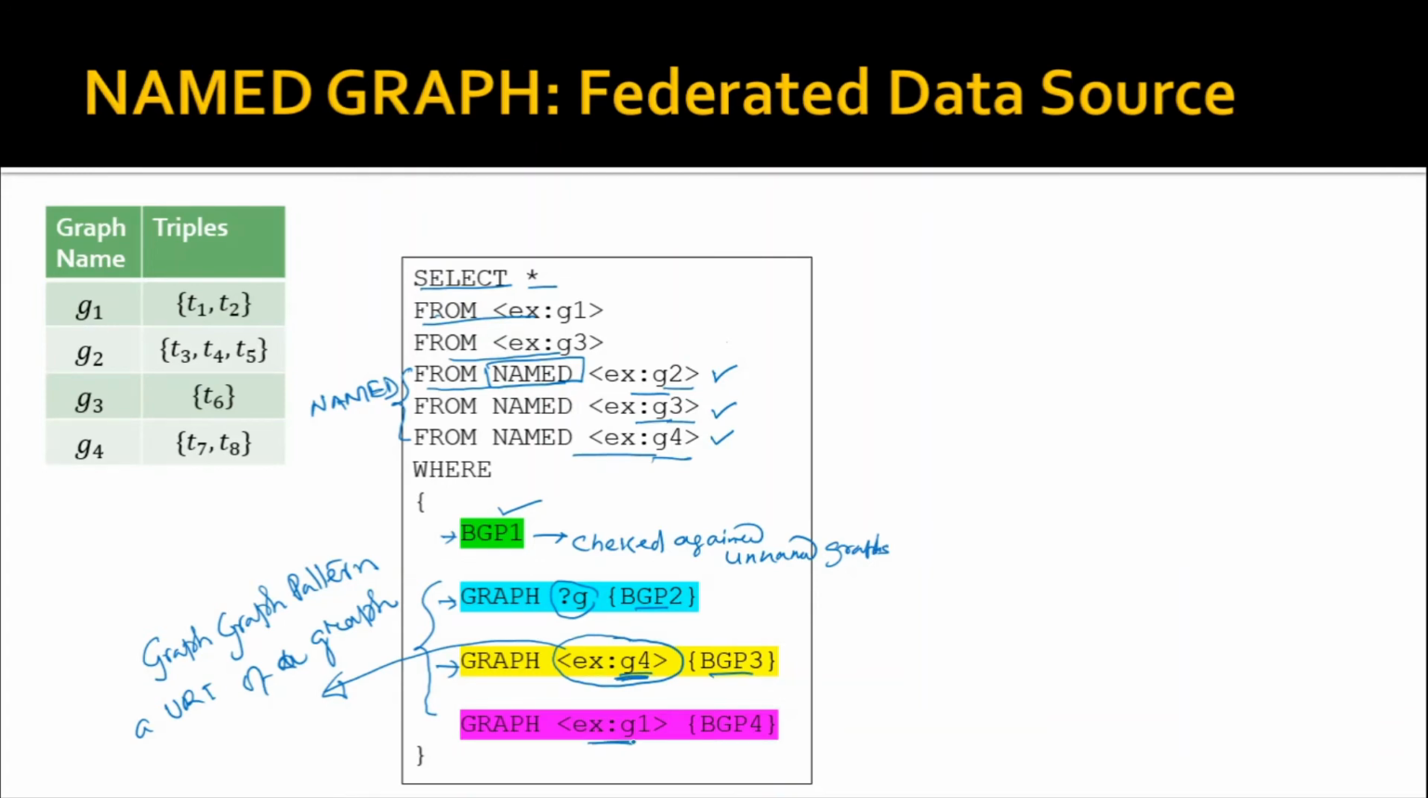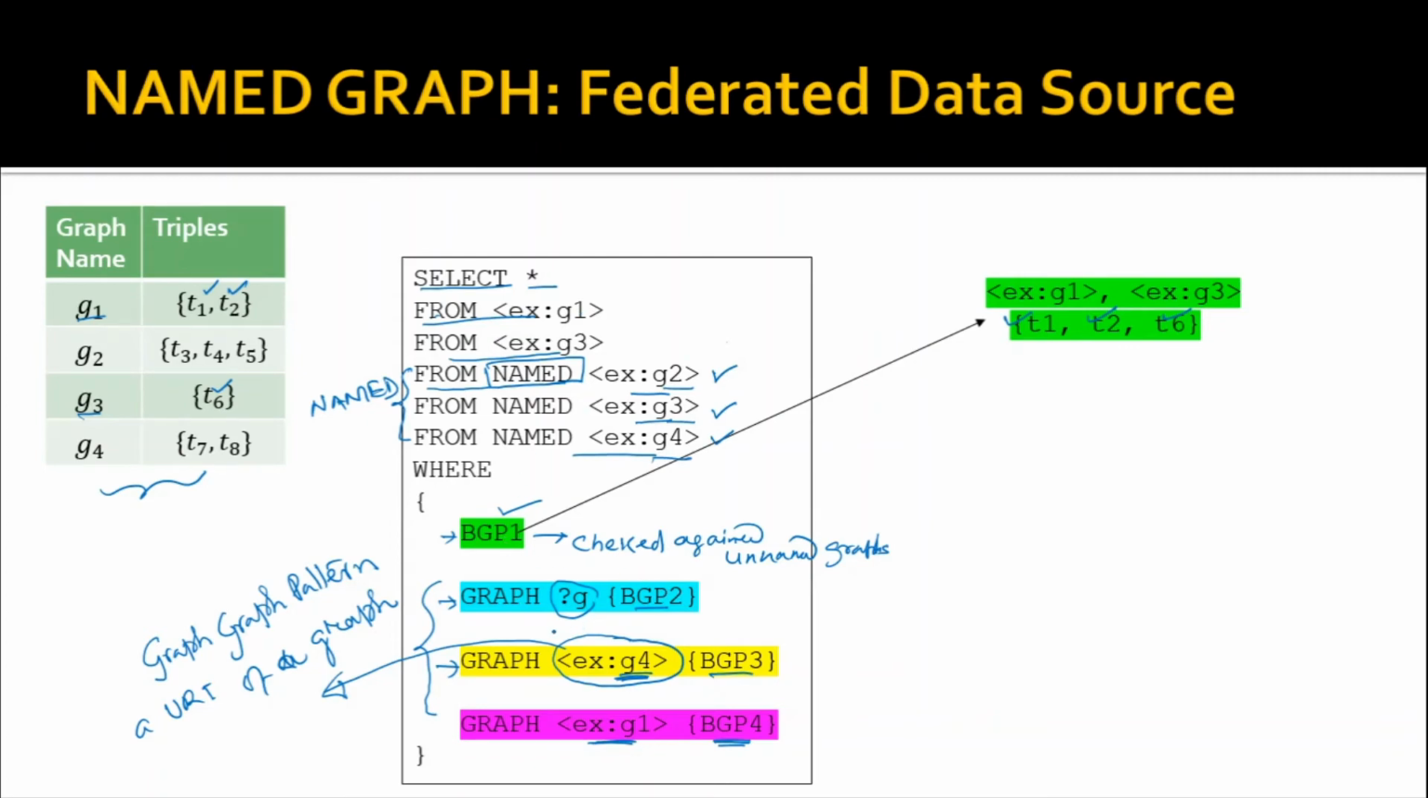And finally, we have G1, and this BGP4 will be checked against G4 and G1. Now we have this concrete data, and let us see what triples will be available for each of these patterns. So this BGP is being checked against G1 and G3, so T1, T2 and T6 will be available, because we are considering G1 and G3 to be the graphs which do not come under from named. They come under only from. That's why they will be available to check the simple patterns.